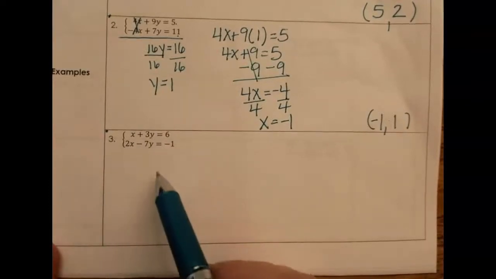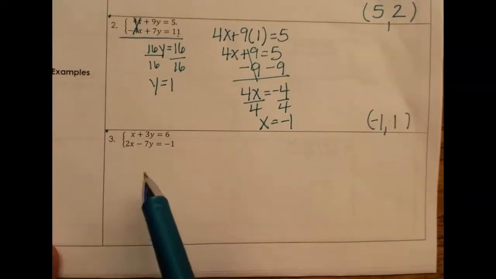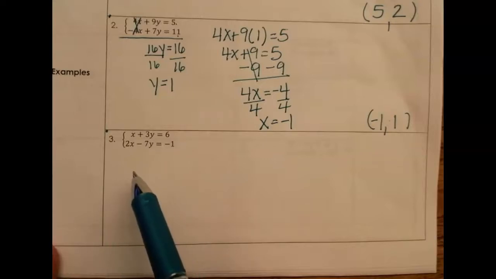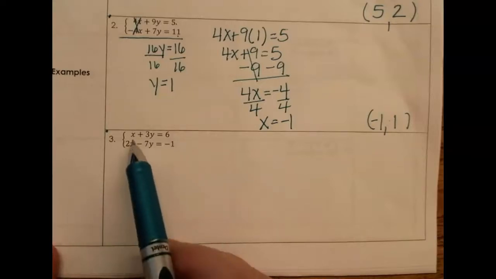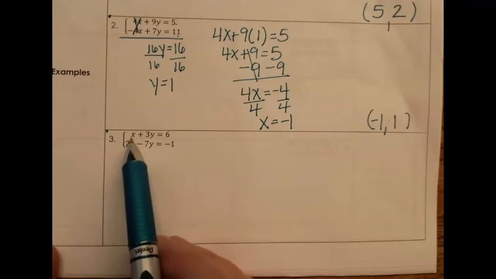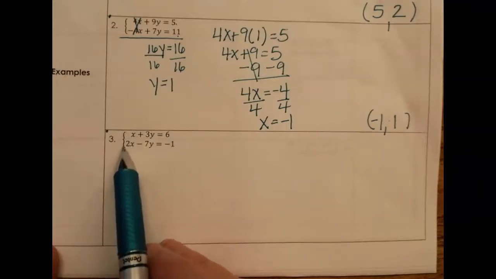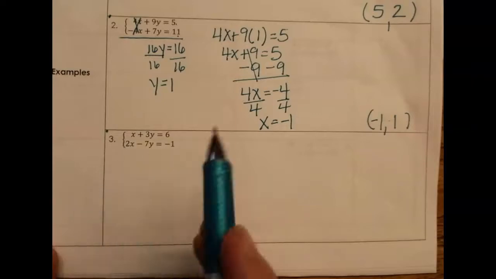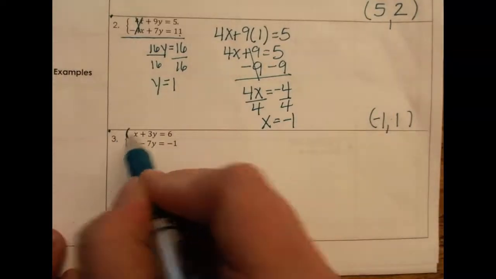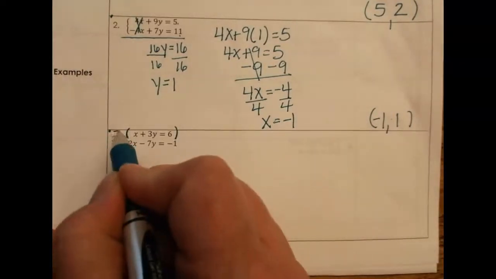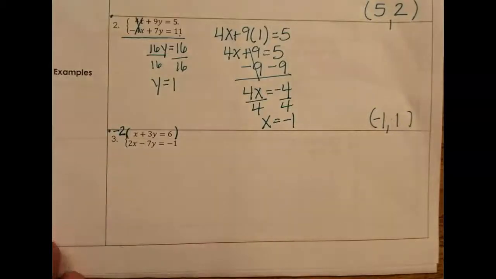X and Y is lined up over each other. I need to make opposites. So the one I see right away, since this is just an X, and this is a positive 2X, if I multiply the X by negative 2, I'd have negative 2X and positive 2X. Those will cancel. That's one way to do this. So I'm going to multiply the whole top equation by negative 2. You're not changing the value, you're just making an equivalent equation.